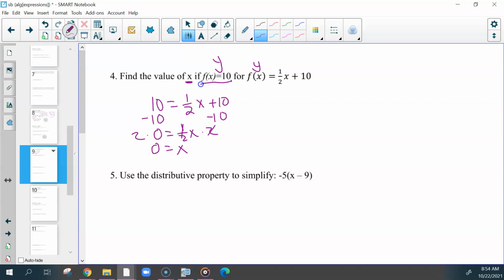And then for the last one, you needed to use a distributive property to simplify. So this would be negative 5x plus 45. Questions on any of this?